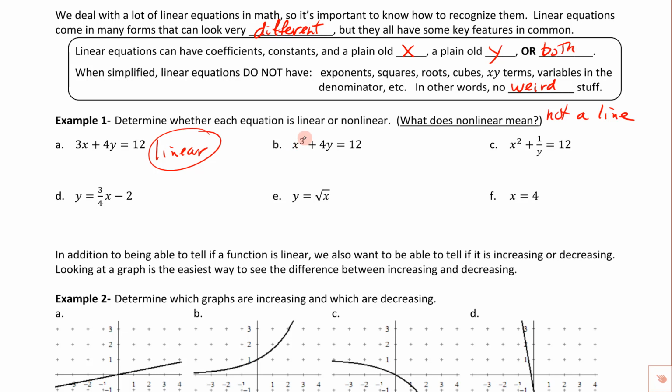We're raising it to the third power. So this is not a plain old x, it's an x cubed, so this is non-linear. Okay? And it's really that simple. Let's take a look at the problems we've got here.